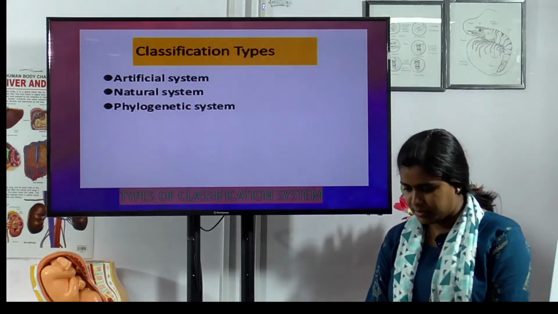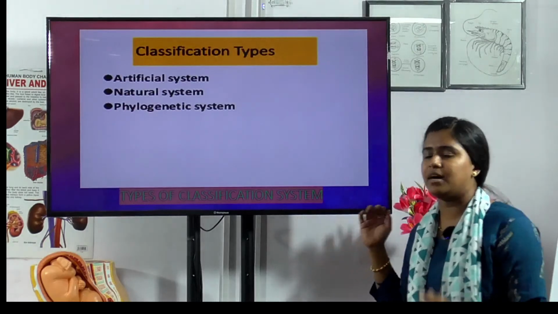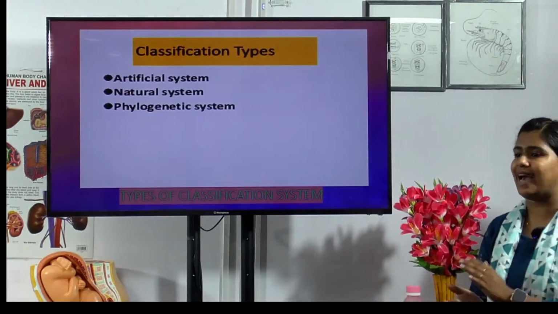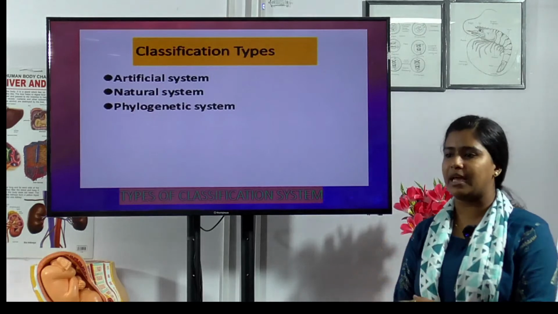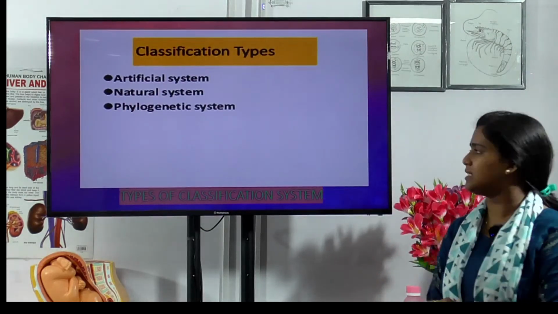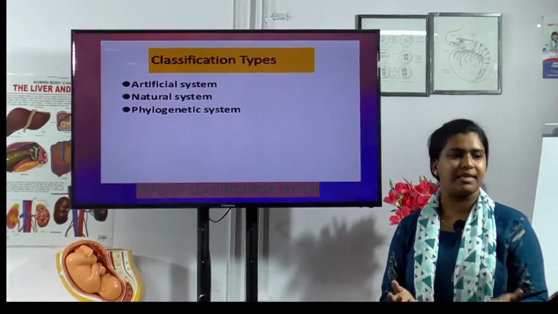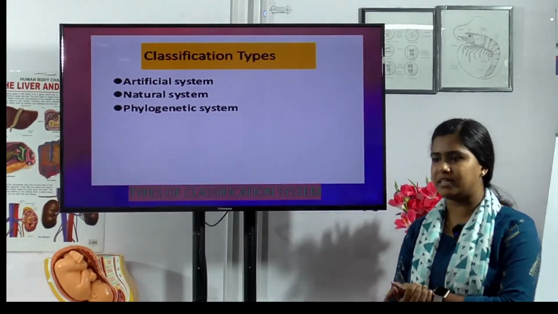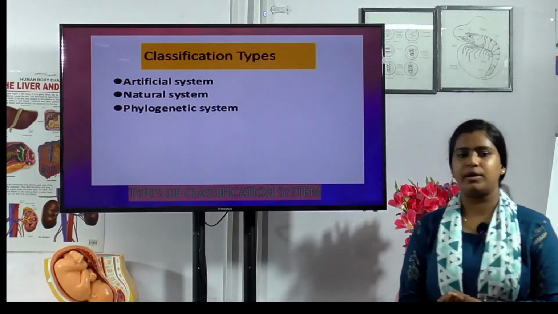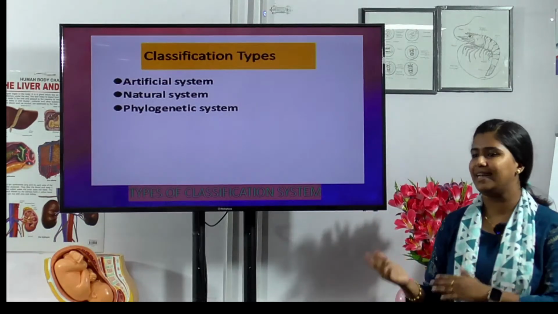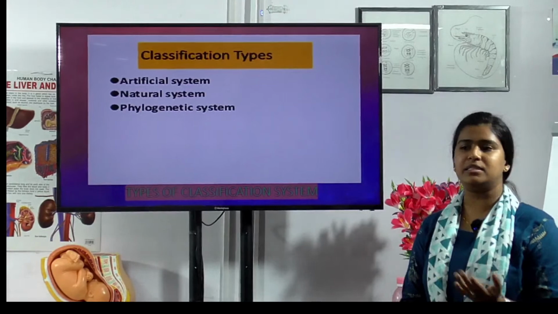Now let us see some advantages. In artificial classification, only one character is used so they can easily identify, without difficult names. That is the biggest advantage. The disadvantage is that with this, we cannot do proper categorization. And for natural, it is based on external and internal characters, right? So what advantages and disadvantages could there be?